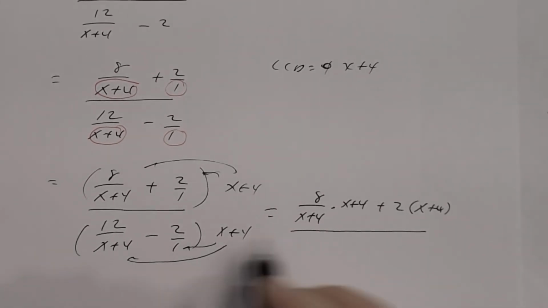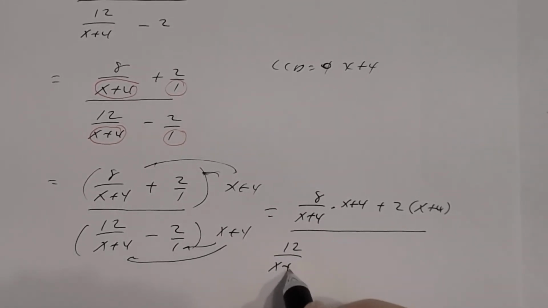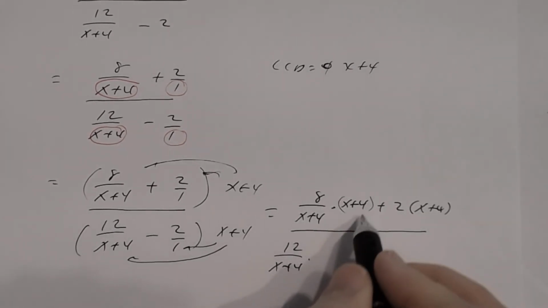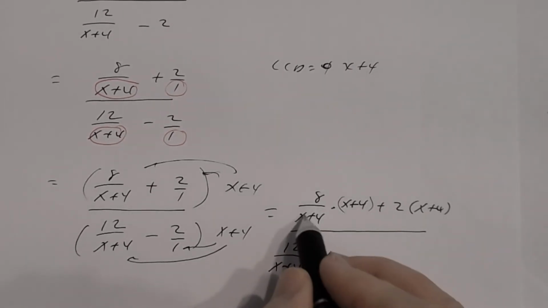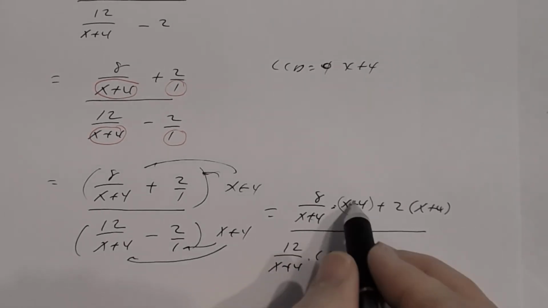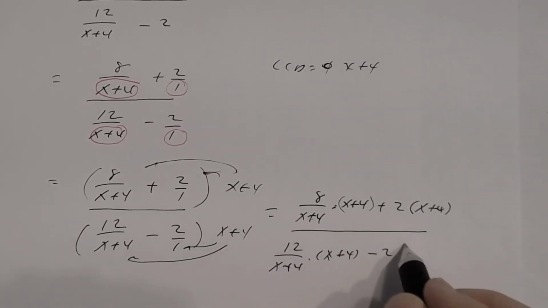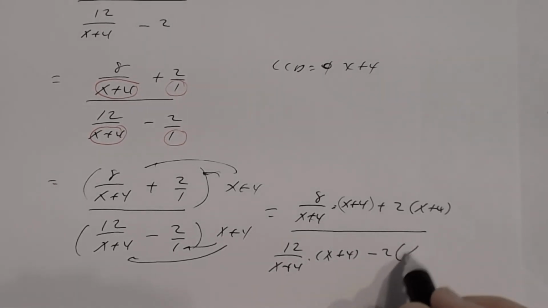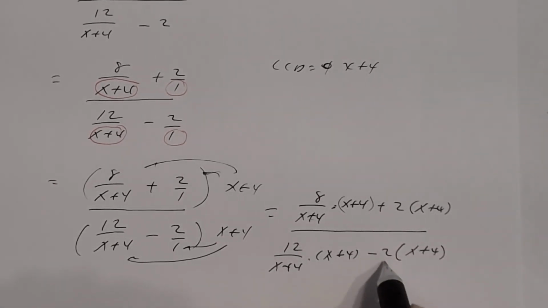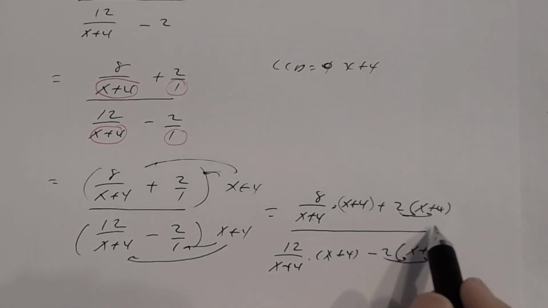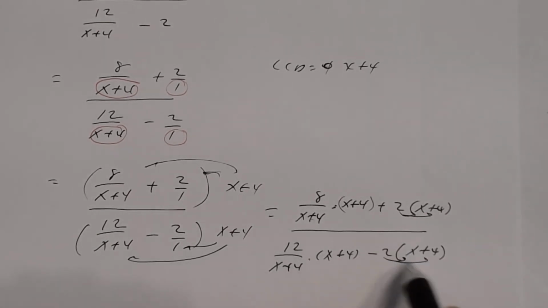Divided by, same thing here, 12 divided by x plus 4 times the LCD. And if you want to put the LCD in parentheses, you can. You didn't have to because these x plus 4s will divide out. And then minus 2, it's important that you put this in parentheses, though. Because remember, at some point you can distribute, so all these will have to be multiplied by 2 in this case and by negative 2 in this case. So that's reduced.